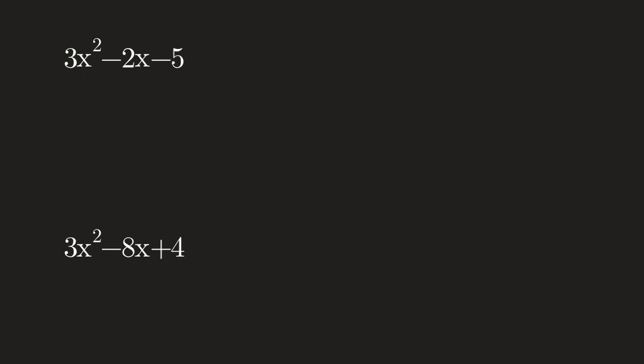3x squared minus 2x minus 5. Trinomial. Is there a GCF other than 1? Is there anything common besides a 1? I don't think so. 3, 2, and 5. There's no x's in every one. So again, we're going to go our 3 keys here. We're going to go first term, last sign. First term, last sign. 2 sets of parentheses.